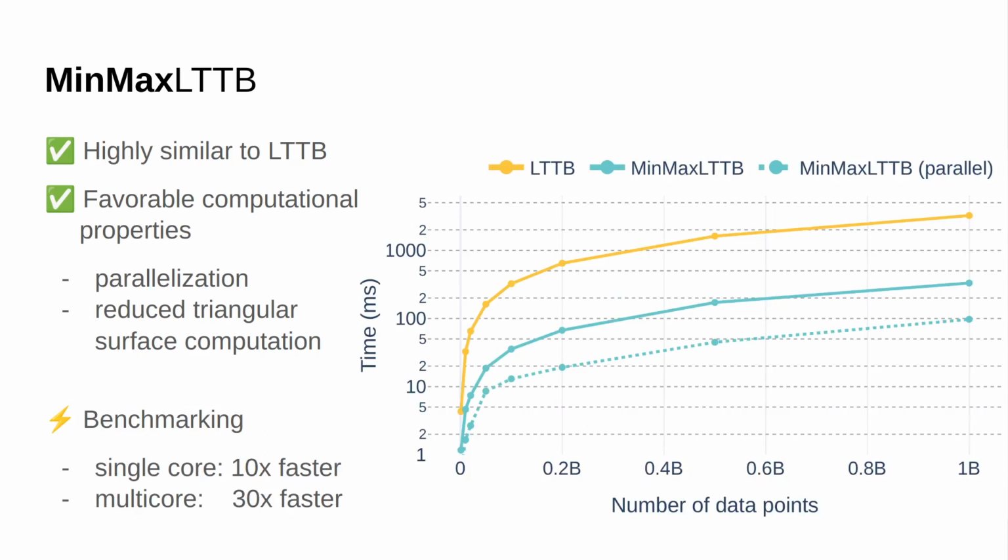When benchmarking the single core and the multi-core execution of the MinMax-LTTB algorithm and comparing it with LTTB, we notice two things. First, the single core execution is up to 10 times faster than LTTB. This can be fully attributed to the reduced triangular surface computation. And secondly, the multi-core execution is even up to 30 times faster than LTTB, allowing to downsample 1 billion data points in around 0.1 seconds. In summary, MinMax-LTTB proves to be a faster alternative to LTTB that has highly similar visual representativeness.